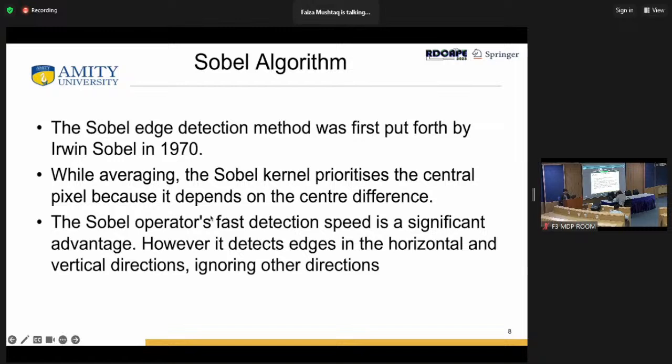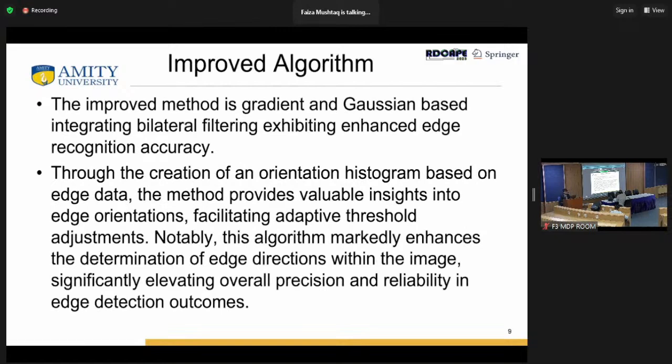And Sobel operators have a fast detection speed. Yeah, it works faster than the rest of the algorithms. As I said in the starting, that was the reason we took the second algorithm, Sobel. And yeah, it works in horizontal and vertical, ignoring the other directions. Now about our improved algorithm.